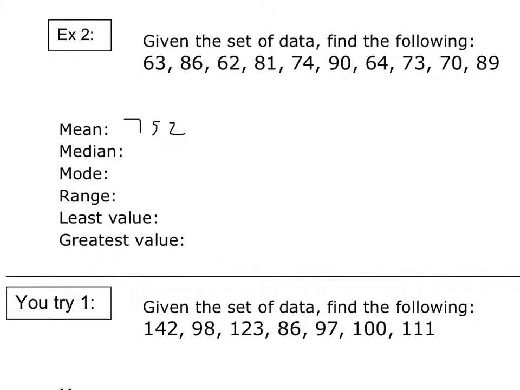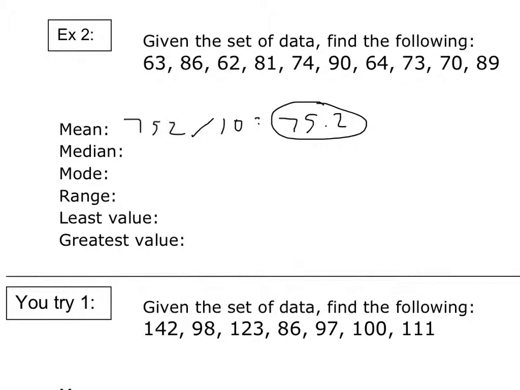Okay, so if you add up all these numbers, you're going to get 752. And since that is the total, we have to divide that by the number of pieces of data in our list. So we have 1, 2, 3, 4, 5, 6, 7, 8, 9, 10 numbers in our list. So we have to simply divide 752 by 10. And if we do that on our calculator, we get 75.2. Okay, so 75.2 would be our mean for this given set of data.